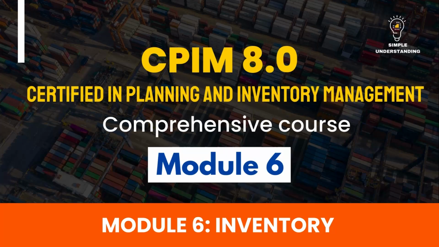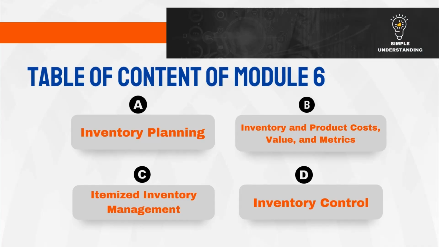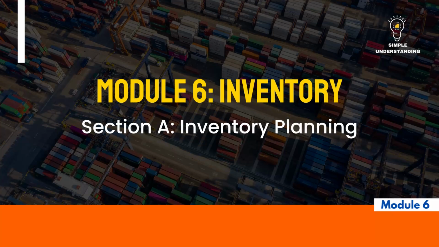In this video, we will continue with Module 6, Inventory, which consists of 4 sections as the following. Section A, Inventory Planning. Section B, Inventory and Product Costs, Value, and Metrics. Section C, Itemized Inventory Management. Section D, Inventory Control. Let's begin with Section A, Inventory Planning.